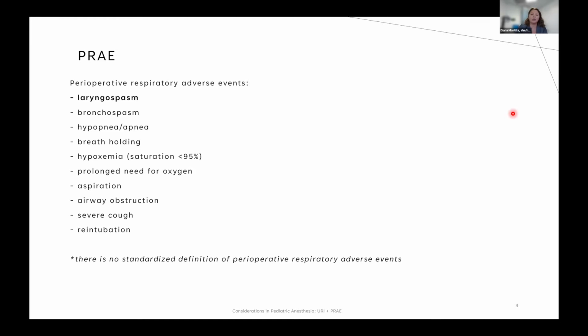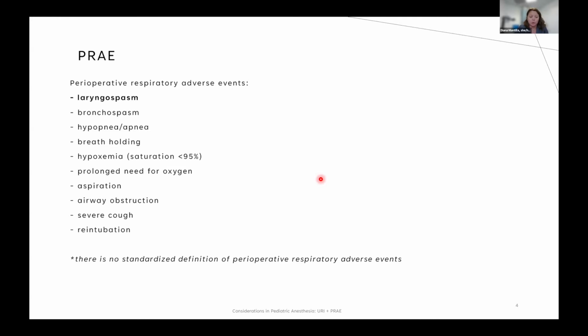So let's begin with a simple definition. What is PRAE? PRAE stands for perioperative respiratory adverse events, and it includes a whole slew of things: laryngospasm, bronchospasm, apnea, hypoxemia, notably with a saturation less than 95%, prolonged need for oxygen, pretty much anything that includes anesthesia's favorite word, which is airway. Anything that can involve the airway and make a complication during the perioperative setting is what we're really looking at here.